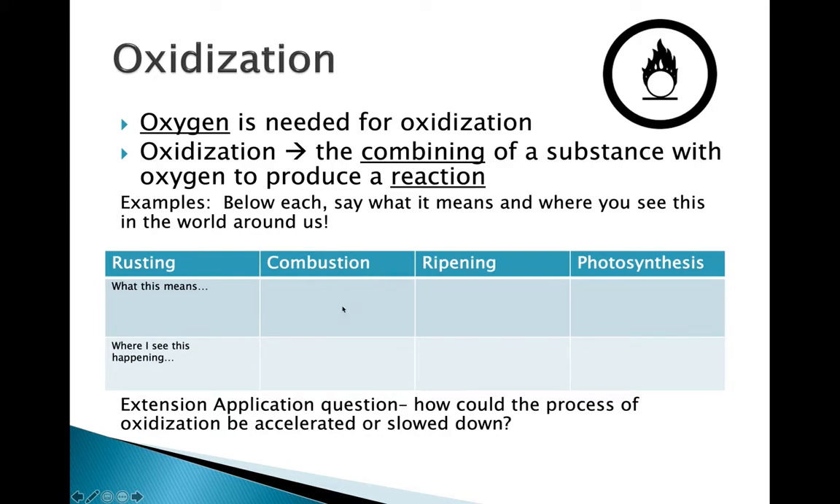Combustion, same thing. What is it? This is just simply looking it up and then where would you see it? At least one example. And then ripening and then photosynthesis. You should be able to say at least 2 things down here and where you would see it happening. Could be a picture, could be words, could be a situation, whatever you want to say. Then the next part was the application question, which is how could the process of oxidization be accelerated or slowed down?